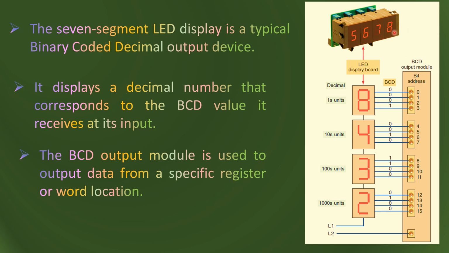Similarly, for the output display like this, we have the 1s place, 10s place, 100s place, and 1000s place, and these are connected to the LED display board. Of course here again the maximum number can be 9 and the minimum can be 0. So the largest number can be 9999, and the smallest number will be 0, 0, 0, and 0.